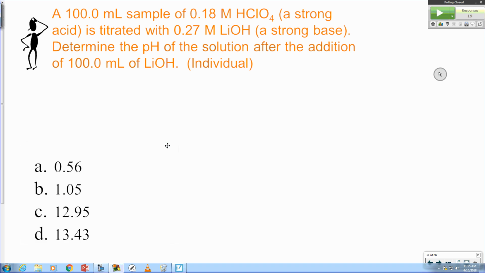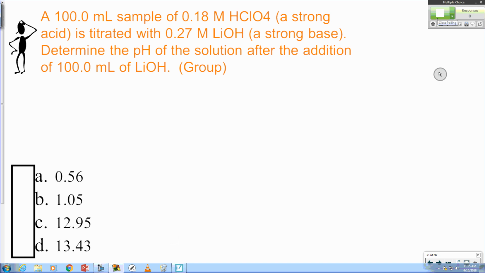Now you can talk about it. So you discuss it amongst yourself and see if you think C's right, because a third of you thought it was C. Yes, yeah. Okay.